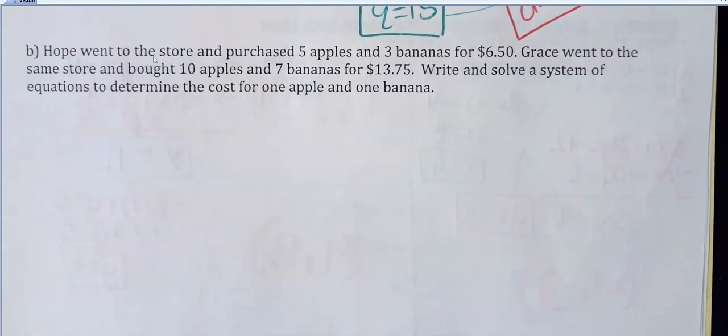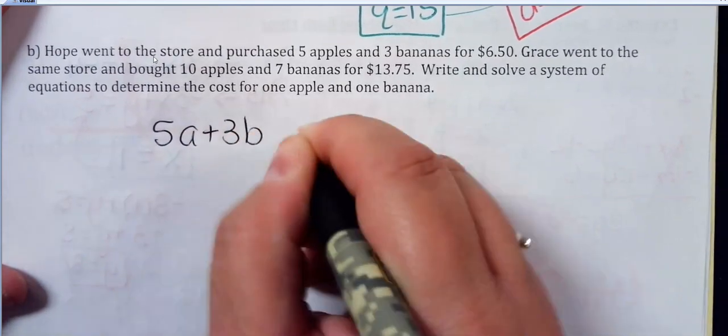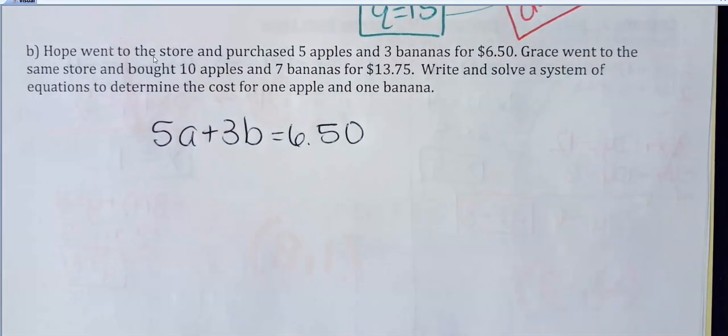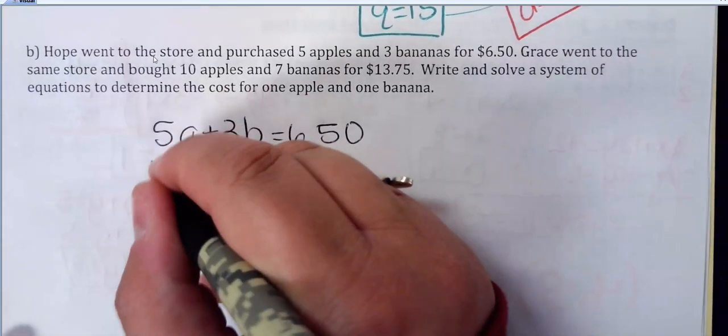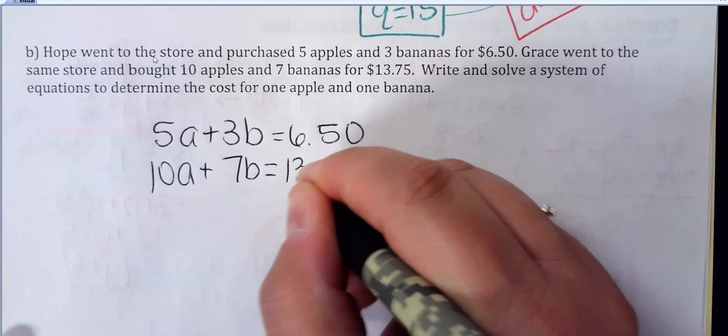Can anybody write me either equation that you would jot down for that system? What do you think? Perfect. 5a plus 3b equals 6.50. So that equation would represent the girl named Hope. What would you write down for the girl named Grace's equation? What would hers look like based on reading that? There you go. 10a plus 7b equals 13.75.